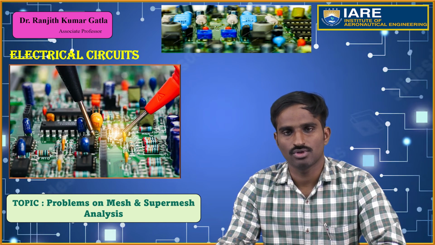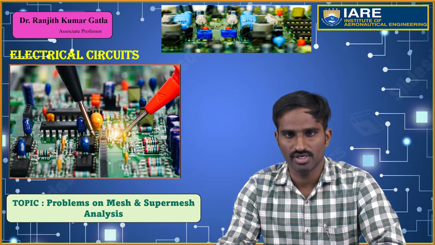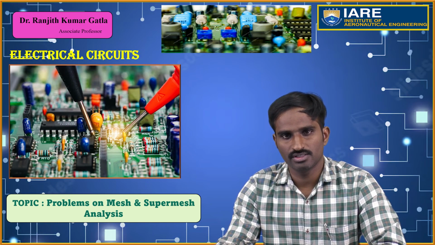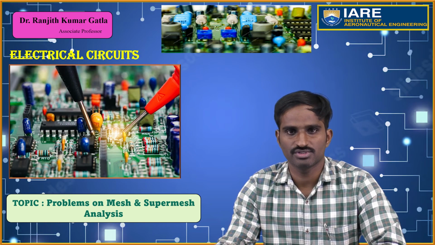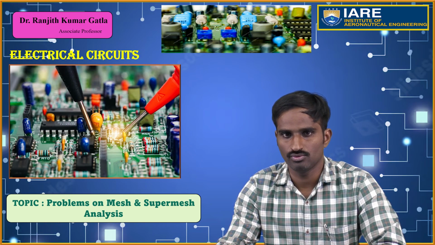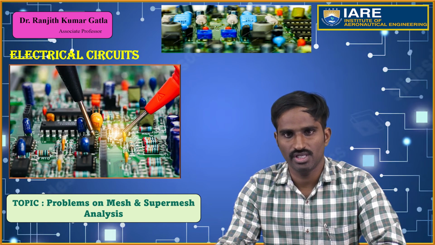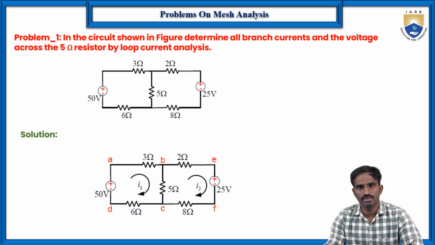Then how to solve these mesh equations. In this class I have considered only up to a maximum of 3 loops. If there are 3 loops, then we will get 3 mesh equations. Then how to apply Cramer's rule to solve for the variables I1, I2, I3 from those 3 equations. So we will discuss this in today's class. First, let us start with a simple circuit.